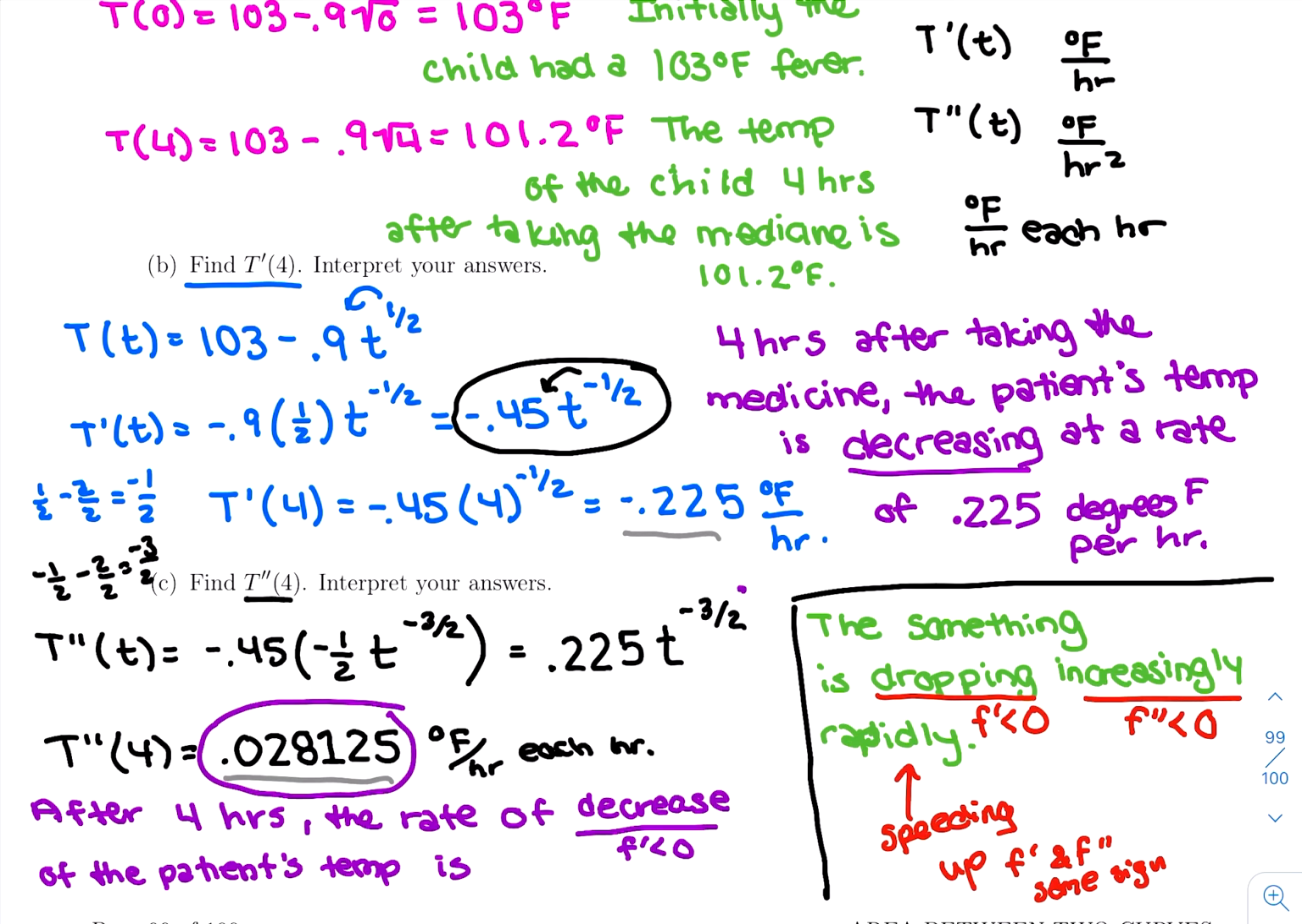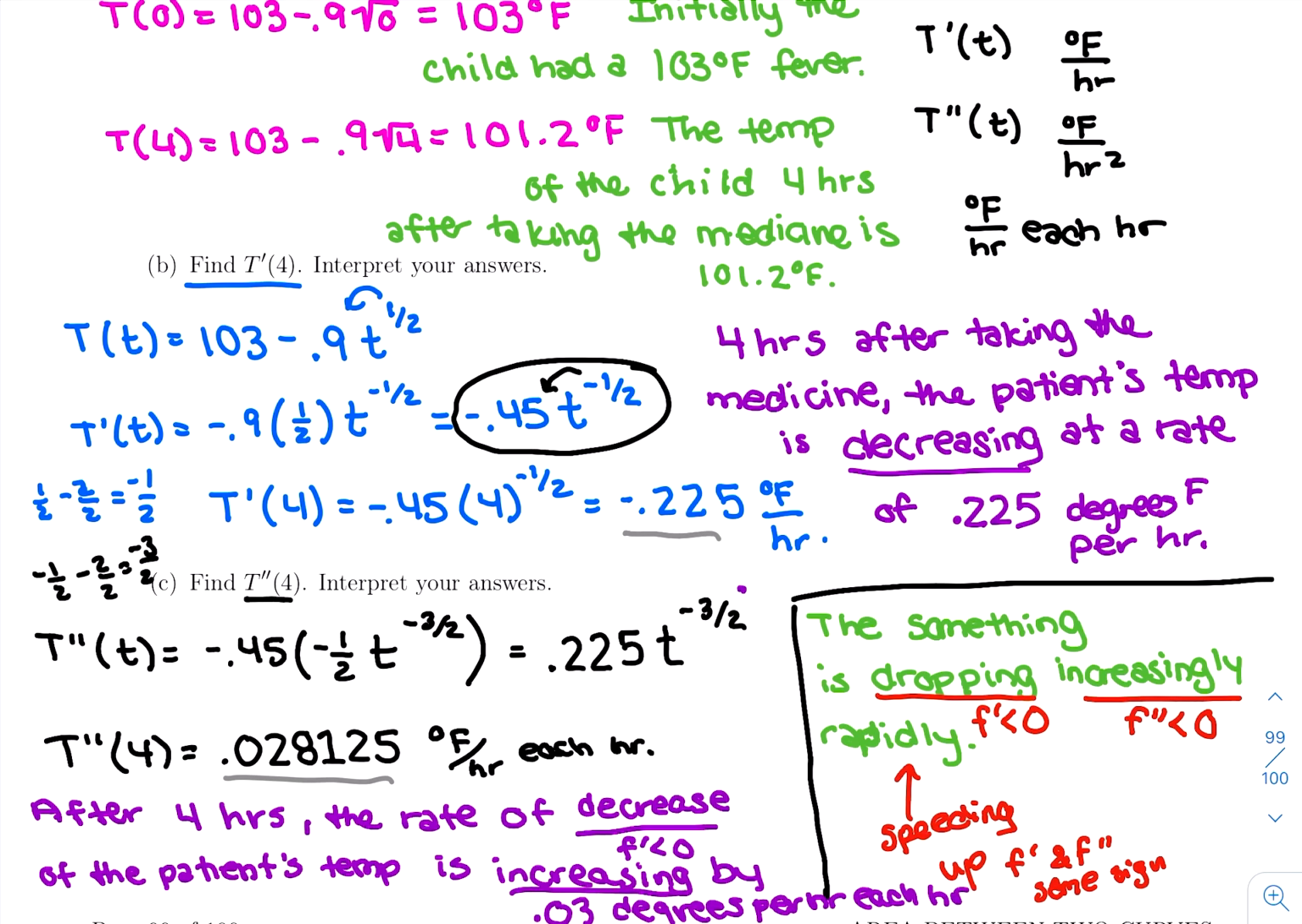So we don't want to say that it's decreasing, because that means the signs match and everything's great. The temp is still speeding up so that it's getting lower and lower, faster and faster, which is not the truth right now. We have a positive second derivative. So after 4 hours, the rate of decrease of the patient's temp is increasing by, and I'm just going to round this to 0.03 degrees per hour each hour.